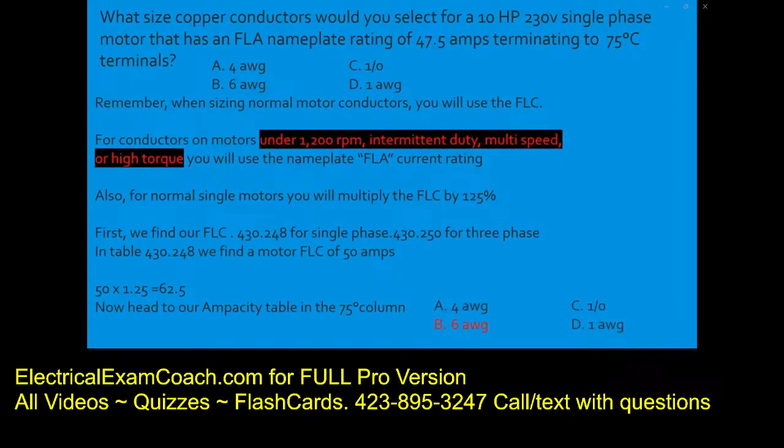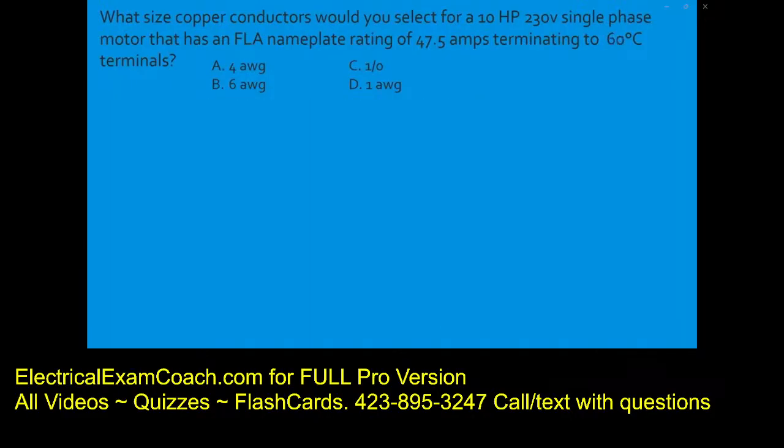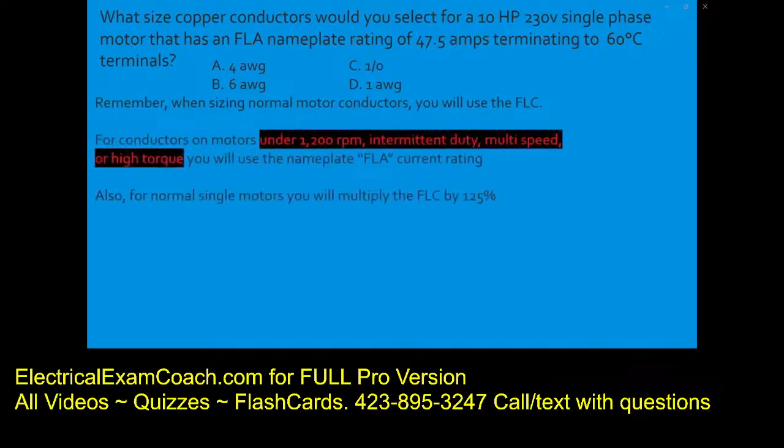Great job. What size copper conductors would you select for a 10 horsepower, 230 volt single phase motor that has an FLA nameplate rating of 47.5 amps terminating to 60° C terminals? Remember, when sizing normal motor conductors, we're going to use the FLC. For these motors, we're going to use the FLA. Also, we're going to do that 125% rule.